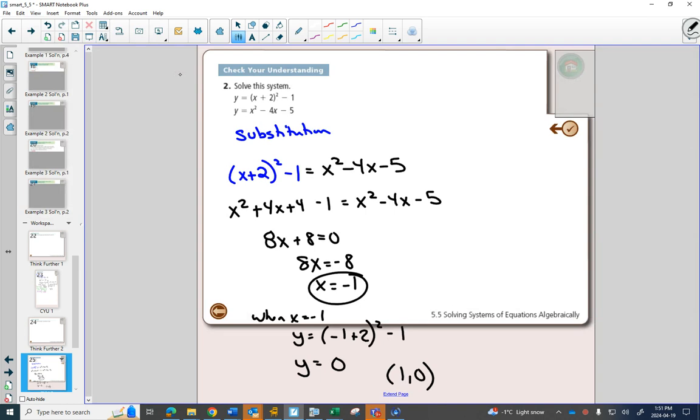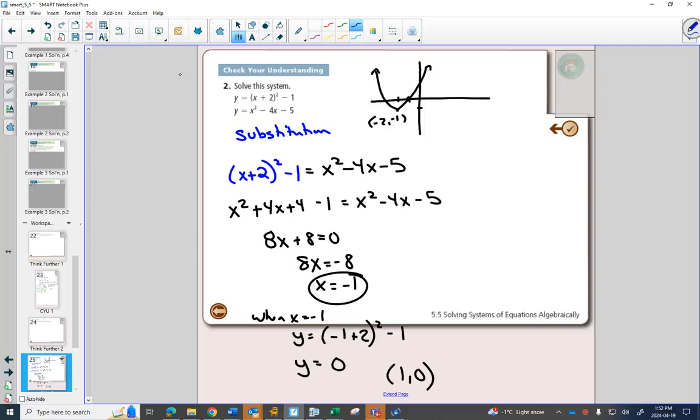Just going to zoom this out a little bit. If you were trying to solve this one graphically, can you see that the first equation is in vertex form? We could graph that one quite easily because you can see that the vertex is at -2, -1. And it would open up. The second equation is not in vertex form. So we would either have to complete the square or factor it. Does it factor nicely? It does.